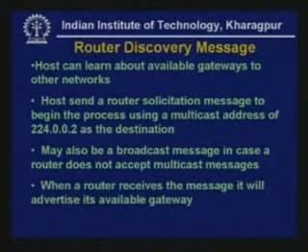Router discovery message: a host can learn about available gateways to other networks. A host sends a router solicitation message to begin the process, using the multicast address 224.0.0.2 as the destination. It may also be a broadcast message in case a router does not accept multicast messages. When a router receives the message, it will advertise its available gateway.